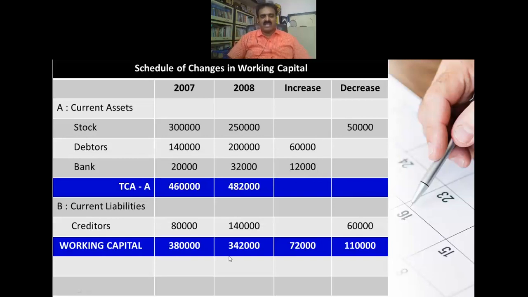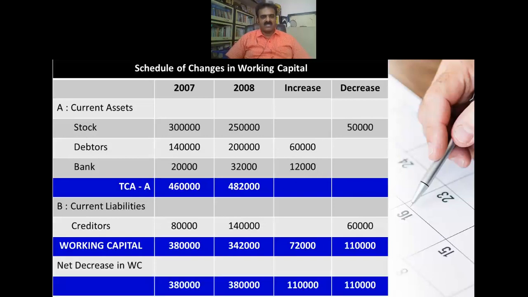How to find out the net decrease? Take the highest values, 3 lakh 80,000 and 1 lakh 10,000, and the net decrease in working capital is 38,000. So this is how you need to calculate the schedule of changes in working capital. That is the first step.